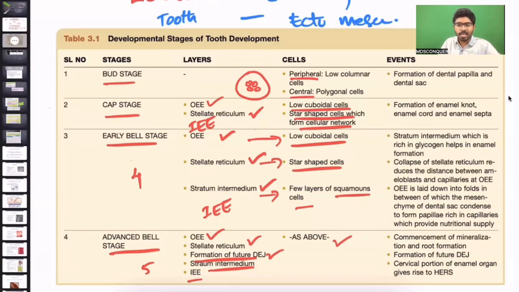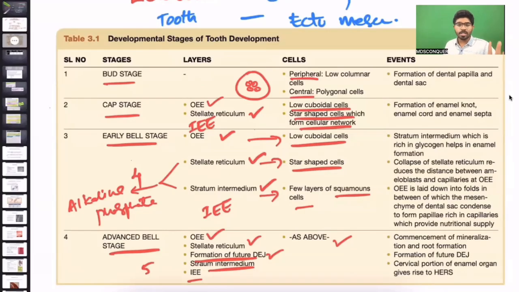Regularly asked, which enzyme is increasing in stellate reticulum and stratum intermedium? Anyone? Yes, right. Alkaline phosphatase. Very frequently asked question. Alkaline phosphatase is basically associated with formation. Many formation cells like osteoblasts, chondroblasts, osteocytes, and all these are formation cells where your alkaline phosphatase will be increased.